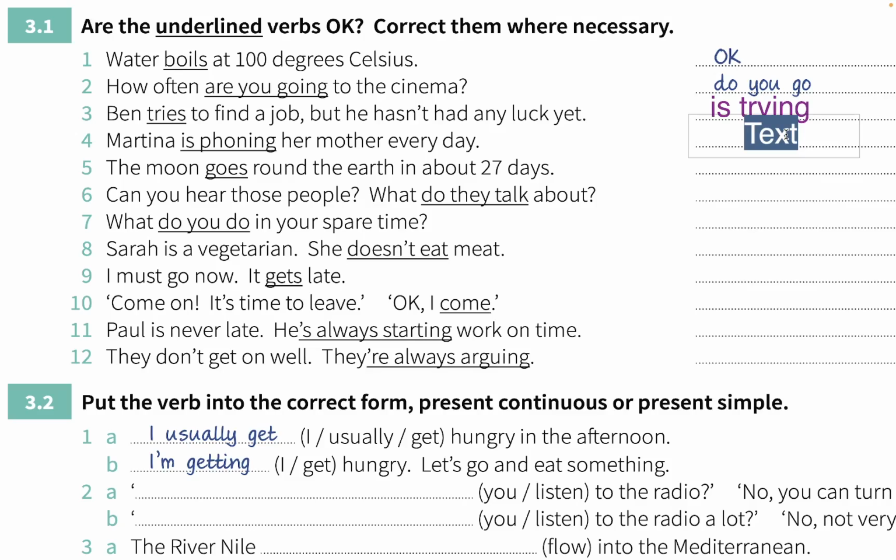Okay. Anyone want to start number 4? I'll go with number 4. Martina is phoning her mother every day. It's not okay. It's supposed to be phones. Yes. So for number 4, Martina phones her mother every day. Because you can see here, it's every day, so it's permanent. She calls her mom every day. Alright, number 5.